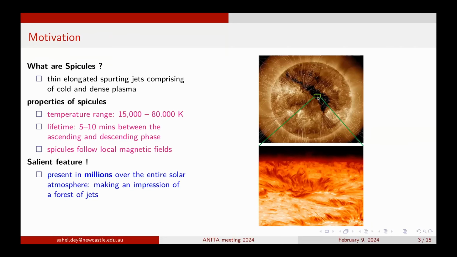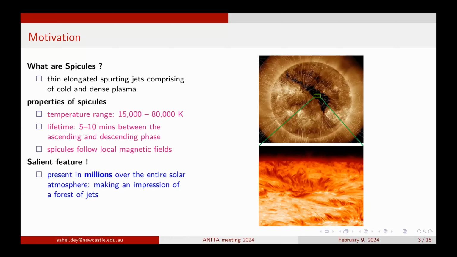Now if we zoom into a little patch of this coronal hole, where the magnetic fields are radially outward, you see these jet-like features. They are spotted everywhere in this coronal hole, and they are made of cold dense chromospheric and near transition region plasma, where the temperature ranges between 15,000 and 80,000 Kelvin. They generally go through ascending and descending motions in the vertical direction and follow the magnetic fields overall. One of their crucial features is that they are really ubiquitous in nature, so you can find millions of them over the solar atmosphere at any phase of the solar cycle.